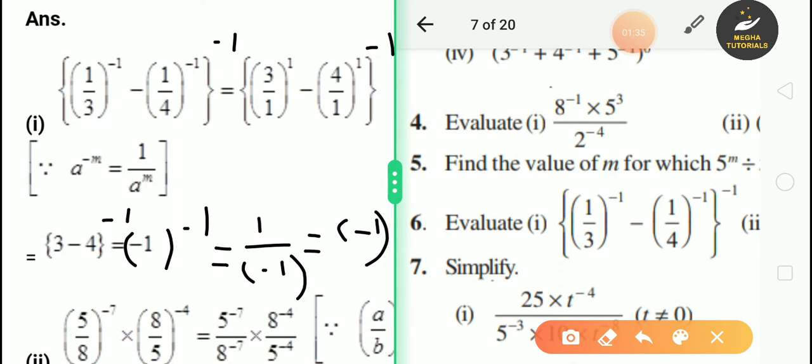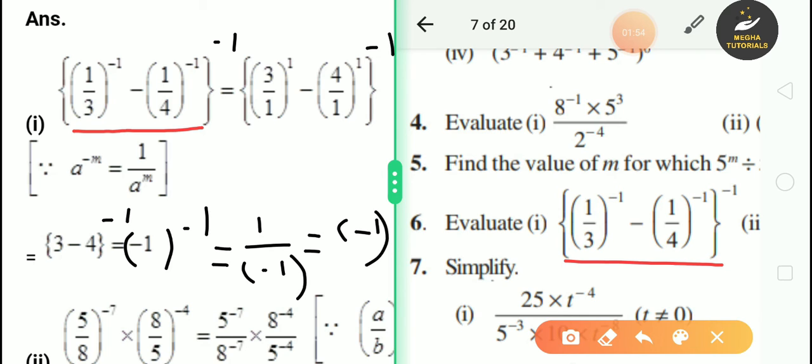Question 6. Evaluate first question. In main bracket 1 upon 3 raised to minus 1 minus 1 upon 4 raised to minus 1 whole raised to minus 1. So let's see the solution on the left hand side. So first step is the given question, that is 1 upon 3 raised to minus 1 minus 1 upon 4 raised to minus 1 whole raised to minus 1.